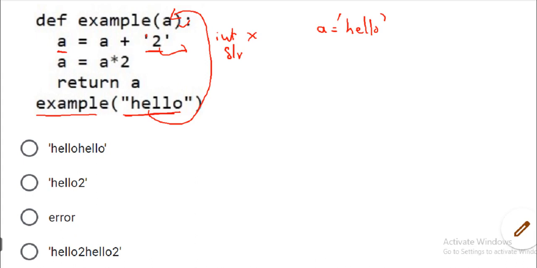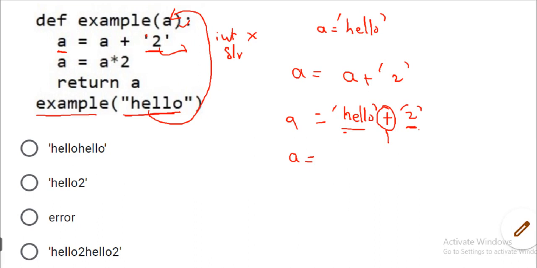Now what is he doing? A is equal to A plus the string. What is A? A is equal to hello. So A is equal to hello plus this. What is this? This is also a string. So you can concatenate 2 strings with a plus operator. So what is the value of A? A becomes hello 2.